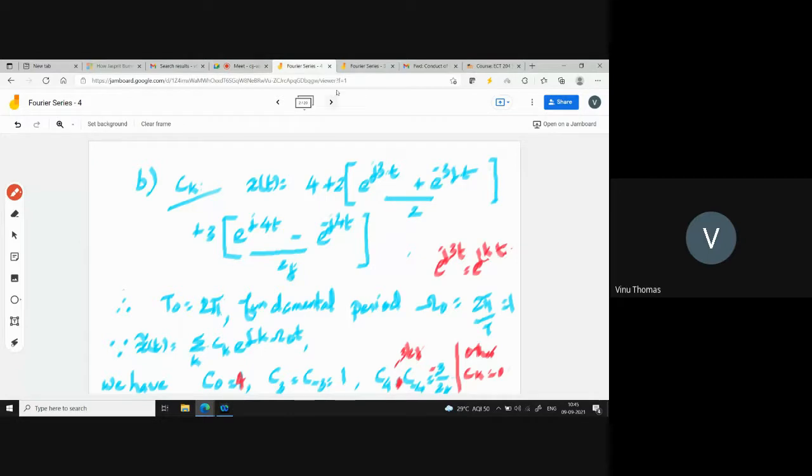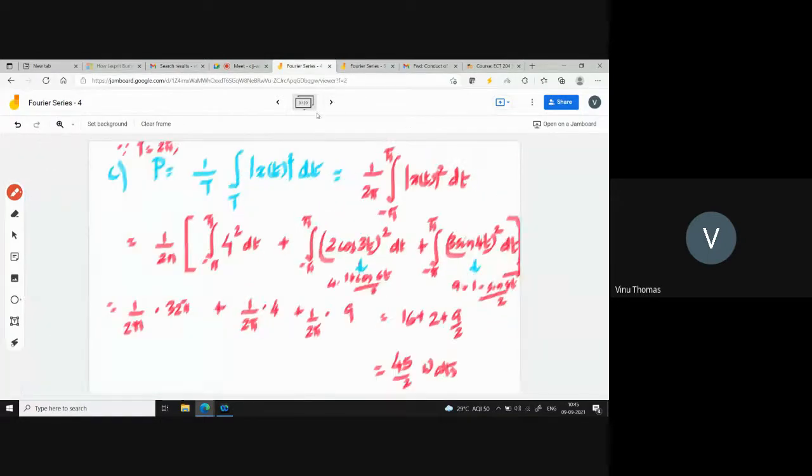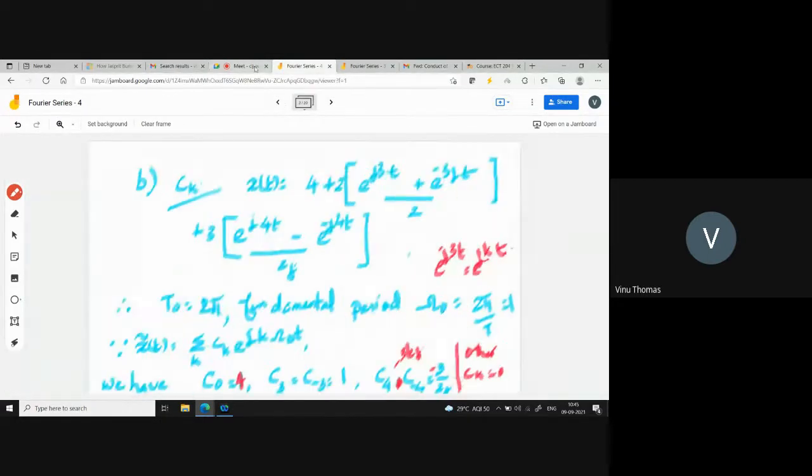So is this understood? Do you need further clarification here? Namita? Yes, sir. Okay. I had written a small mistake here. C4 is equal to 3 by 2j. C minus 4 is equal to minus 3 by 2j. All other Ck are equal to 0.